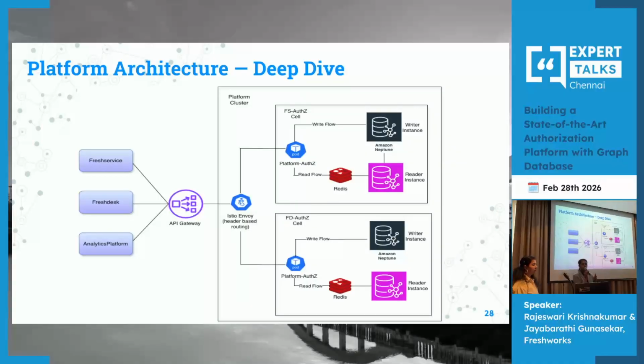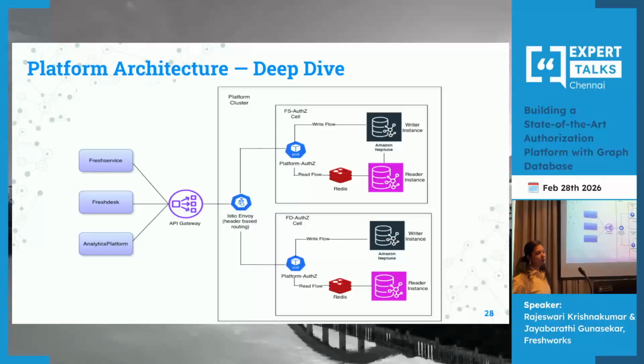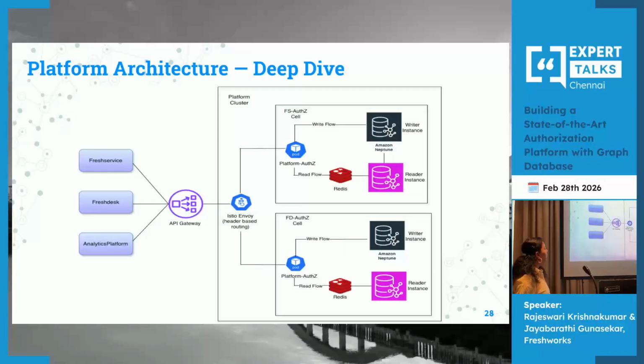So, in order to achieve that, we decided to have separate tenants for each product. If you see here, for illustration purposes, we have just taken three products: Freshservice, Freshdesk, and Analytics. Analytics is a platform that wants to generate reports on top of both of the above products.